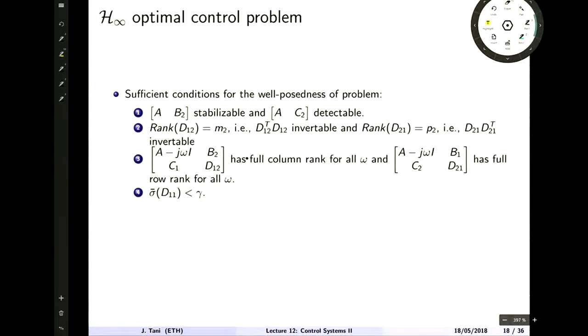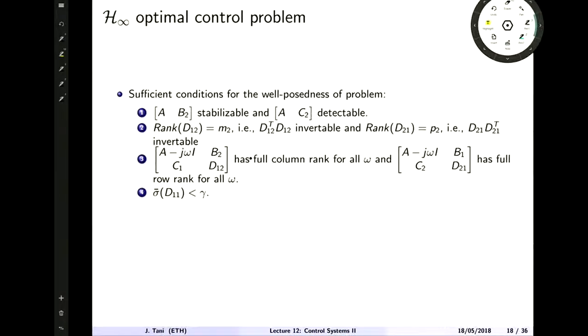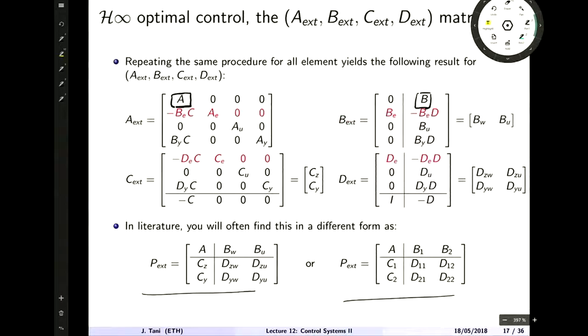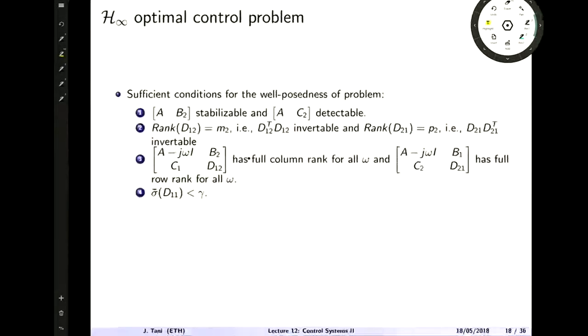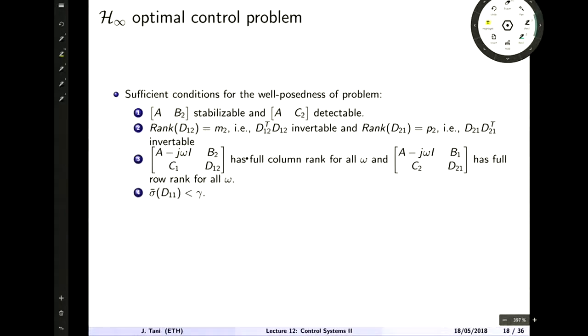Good. I'll go very quick here. Basically, now we have the extended system, and we want to throw it into the H infinity machine. This is something which is solved in software. You won't do it by hand. And so there are a few conditions. They're stated here. Some of them are intuitive to understand. Others are hard to understand.